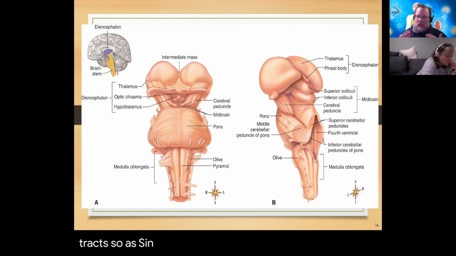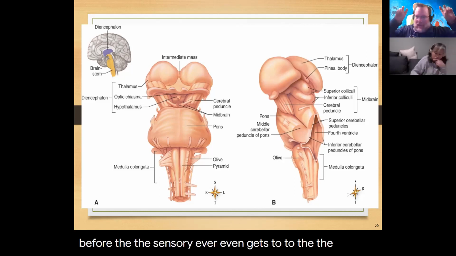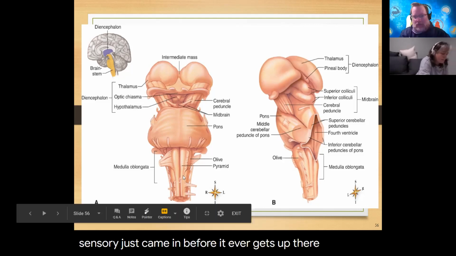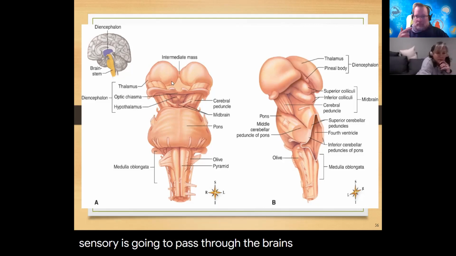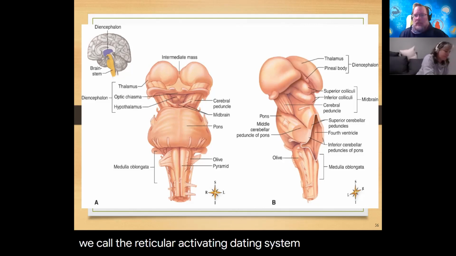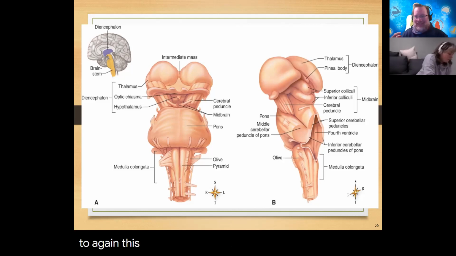So as sensory is ascending through that ascending tract, before the sensory ever gets to the top of the brain, the cerebrum, where we start processing what just came in, it is going to pass through the brainstem and the diencephalon. So this is also kind of like a relay station area. In fact, it's part of what we call the reticular activating system. Again, this is your relay station.